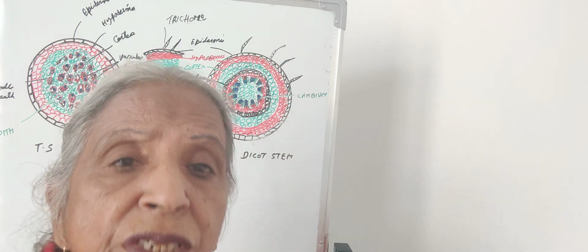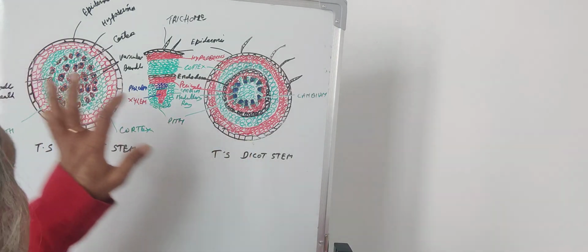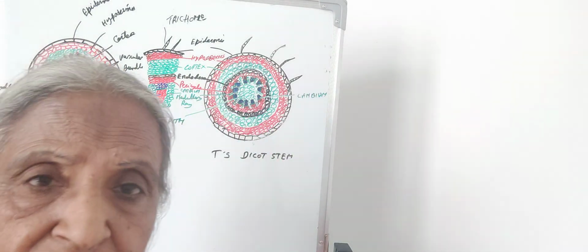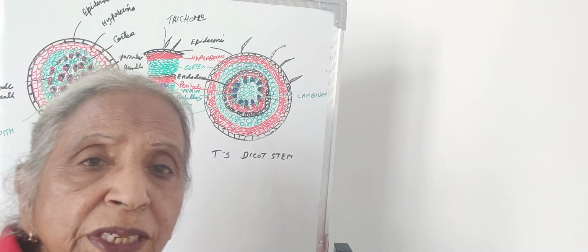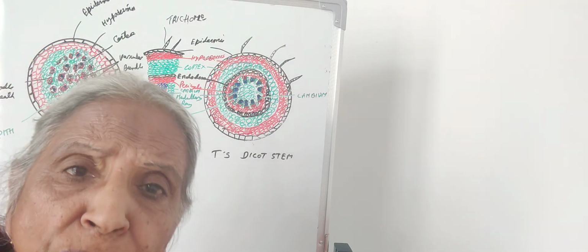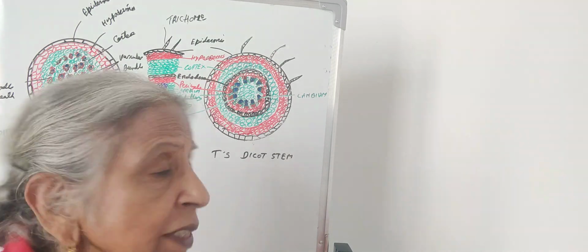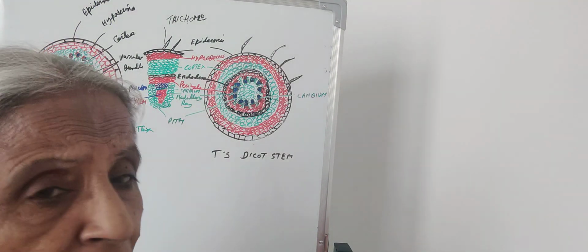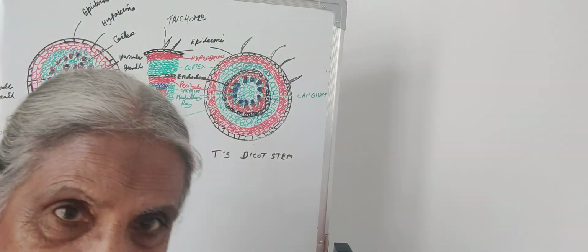In the cortex, the vascular bundles are not arranged in a ring. They are scattered throughout the ground tissue. The vascular bundles are numerous. The condition is polyarch. And they are conjoint, collateral, but they are closed.